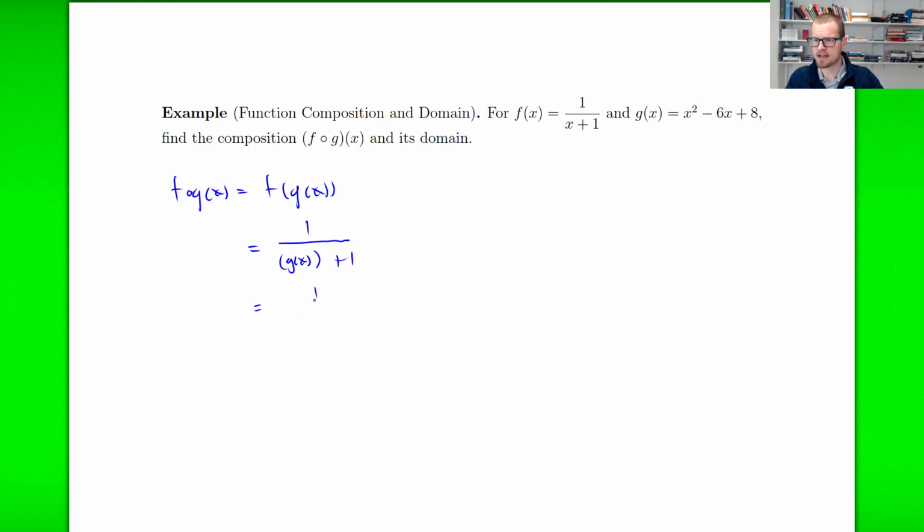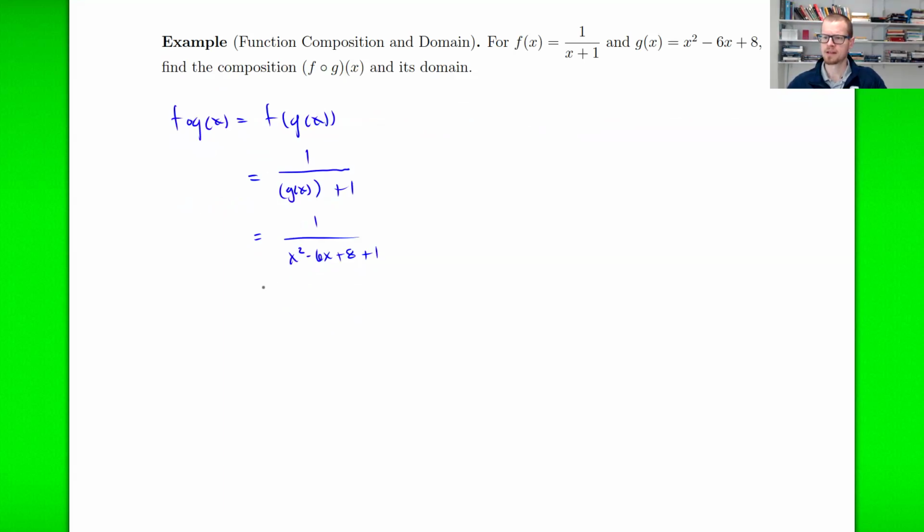Now I can write this as 1 divided by x squared minus 6x plus 8, and I still have a plus 1 right there. This, of course, is 1 divided by x squared minus 6x plus 9. And if we really wanted to, we can observe that this is 1 divided by x minus 3 being squared. Right? If I wanted to factor this denominator, I can do so.